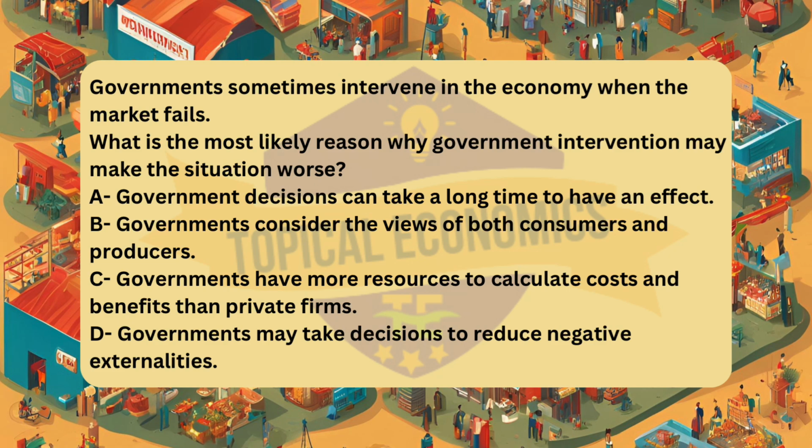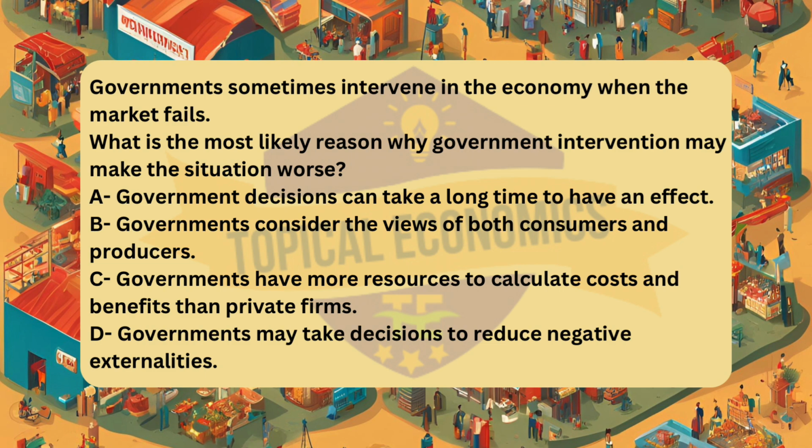What is the most likely reason why government intervention may make the situation worse? A. Government decisions can take a long time to have an effect. B. Governments consider the views of both consumers and producers. C. Governments have more resources to calculate costs and benefits than private firms. D. Governments may take decisions to reduce negative externalities. This question is from year 2020 specimen version 1 paper.